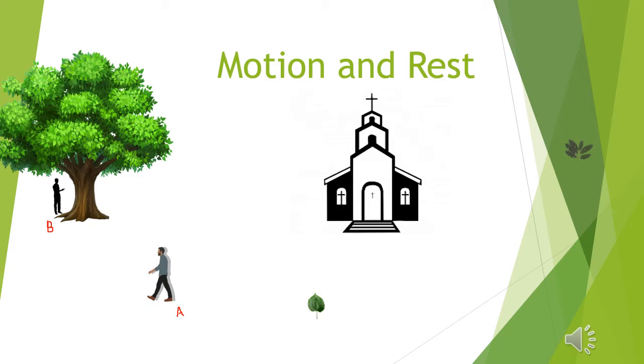So for describing the position of an object, we have to first of all locate a reference point. Let the reference point taken here be that tree. So with respect to the tree, we can say that object A is in motion because its position will change with respect to time and surroundings. Whereas object B, we can say it is in the state of rest with respect to that tree, because the tree, since it is still, the person is also still and the position of the person is not changing with time.